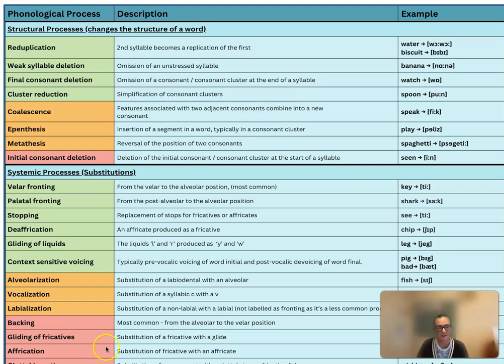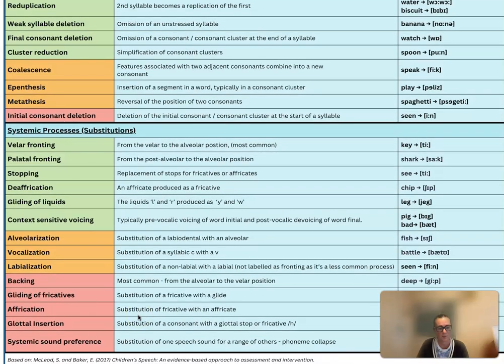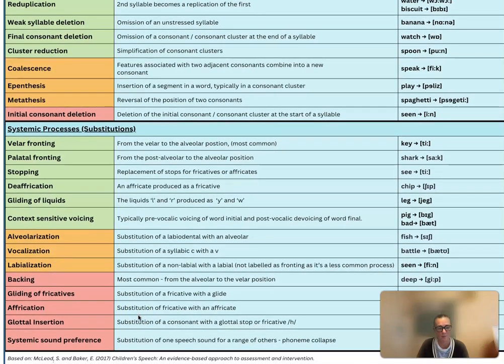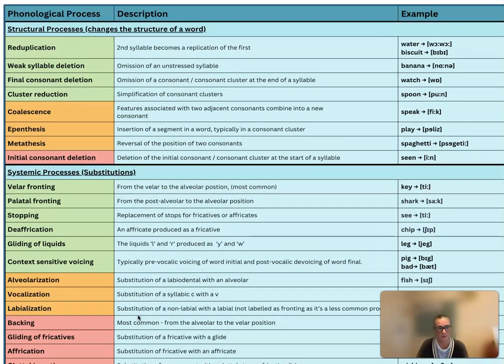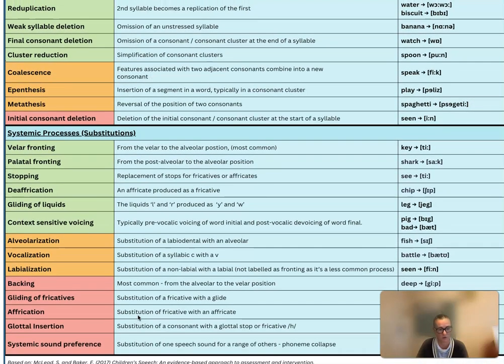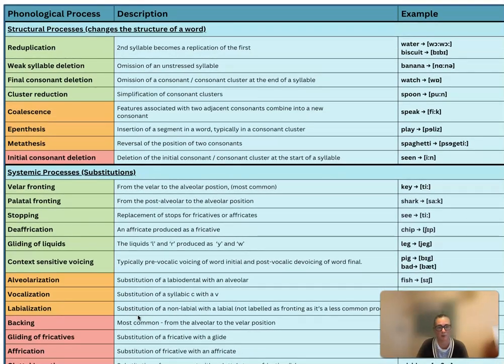I've based these on the amazing book, as you can see at the bottom there, by MacLeod and Baker, Children's Speech: An Evidence-Based Approach to Assessment and Intervention. If you want to look more into these, that's pages 152 to 158 in that book. I haven't included them all, I've just included the vast majority of those phonological processes that I've commonly seen within the children that I work with with speech sound disorder.